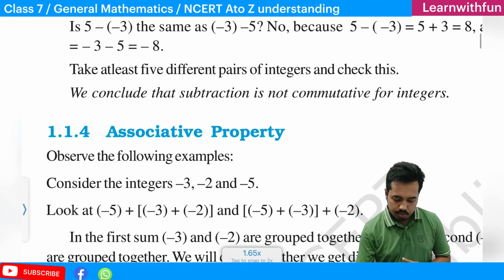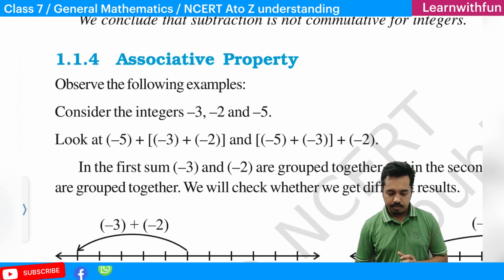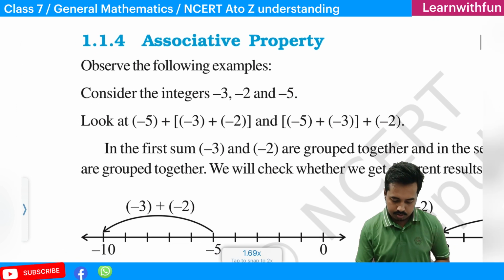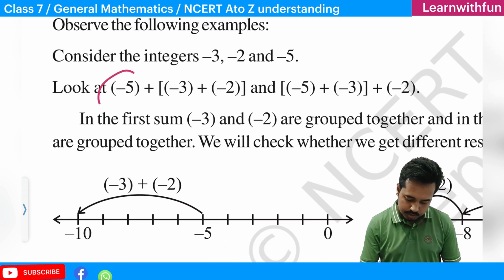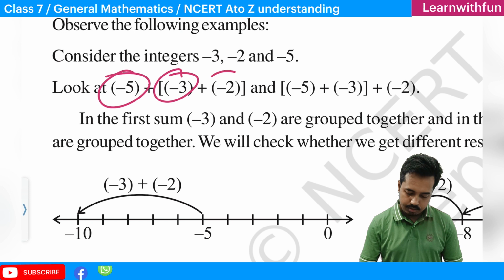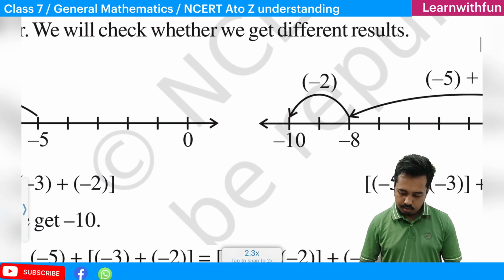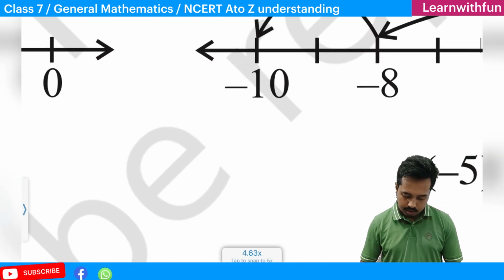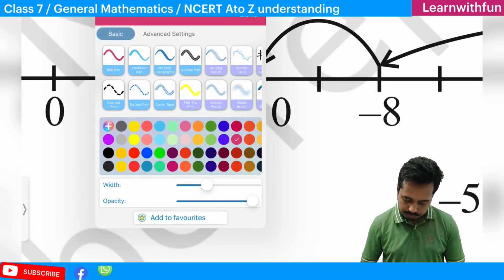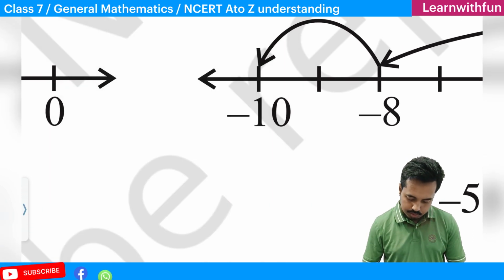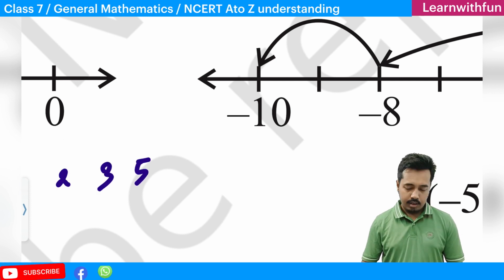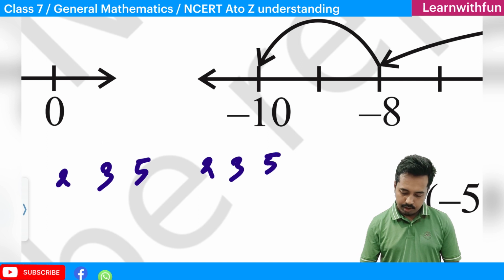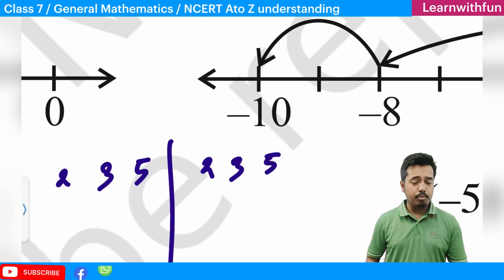Now we'll have to go to the associative property. In case of associative property, we have to take three numbers, three integers. Here the numbers taken are -5, -3 and -2. So what you have to do is you will have to take three numbers, suppose 2, then 3, then 5, again 2, 3 and 5. You will have to take two cases, three numbers and two cases.